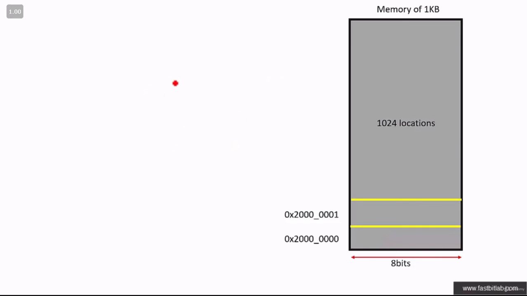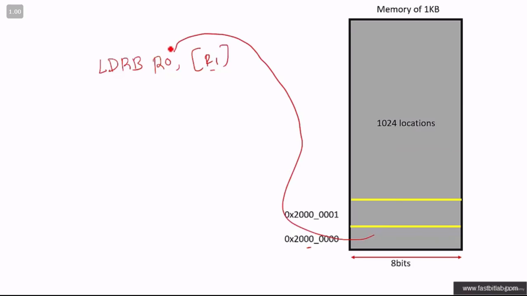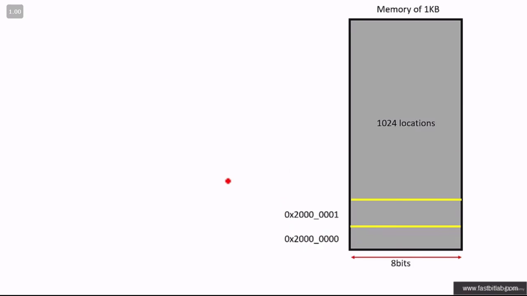The instruction could be, if you are using an ARM Cortex-M processor, then we have an instruction called LDRB, load a byte. Let's say LDRB R0, R1. R1 is initialized with this address. If you execute this instruction, then 1 byte will be read and it will be loaded into R0. What if you want to read 2 bytes simultaneously? LDRB is byte addressable. This is a byte access.